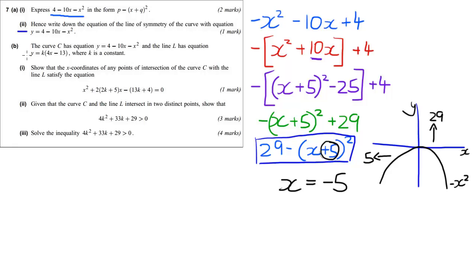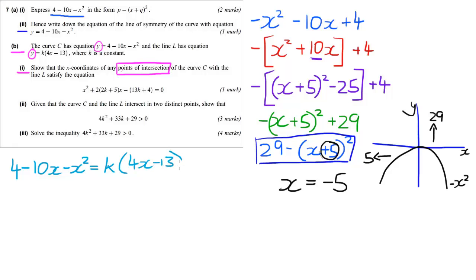So let's move on to question B, part 1, part I, in pink. So we have these two equations. We have points of intersection. Points of intersection means simultaneous equations. So we have a curve C, which is this, and a line L, which is this. So we have the two y's here, which are the same. So let's make these two equations equal to each other. Let's do that over here. So we have 4 minus 10x minus x squared is equal to k times 4x minus 13.